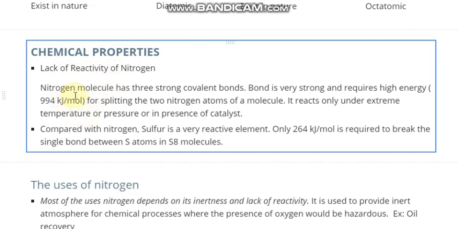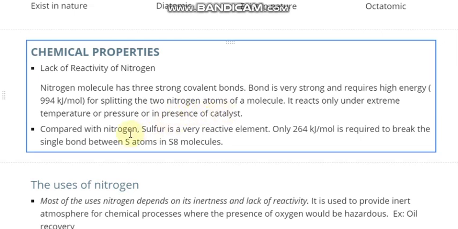Why? Because nitrogen has three strong covalent bonds, and these three strong bonds actually require high energy, something like 994 kilojoules per mole, to split these two nitrogen atoms. It reacts only under extreme conditions where we need high temperature and pressure, or in some reactions we need the presence of a catalyst.